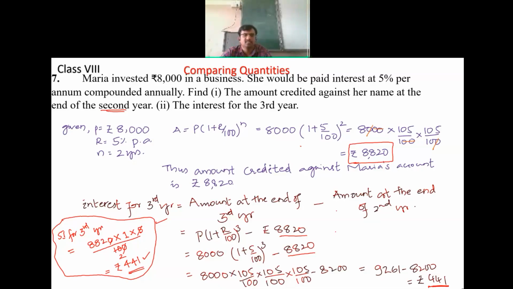Somebody was asking a doubt: how did 1 come? Look at the question here. It is the interest for the third year. It means 1 year is being considered. The number of years is 1 year. So 1 is taken in the place of T in PTR by 100. T is taken as 1.